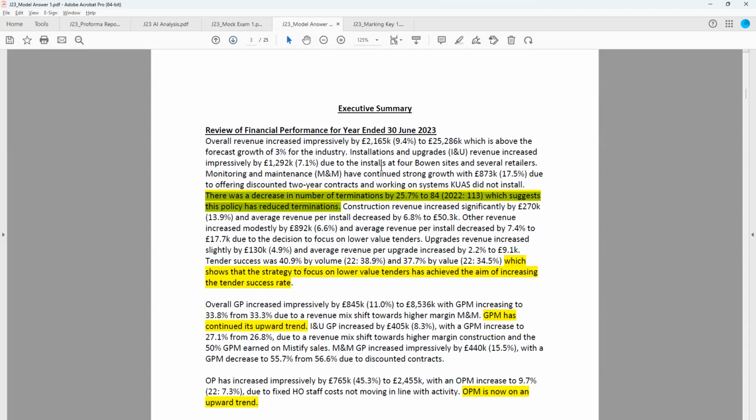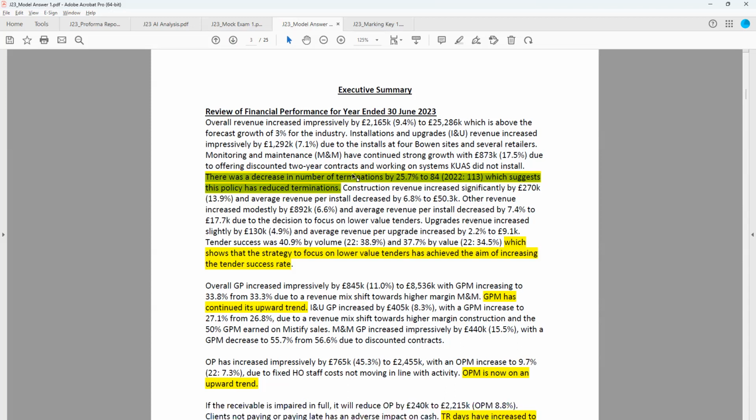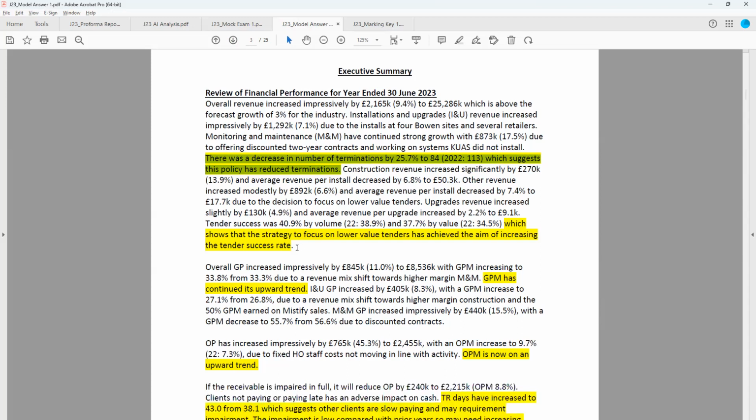You could equally have added in a point about Mystify, that's been successful. You could have added that in. We also saw that there was this change in tender strategy, and we've done some further analysis which has shown that their strategy seems to have worked, or they've achieved what they intended to achieve. So in the exec summary, we could add in some more points about tenders. So we're not adding in anything new.